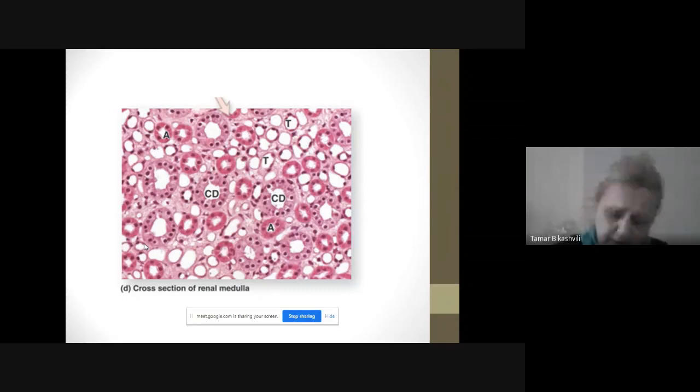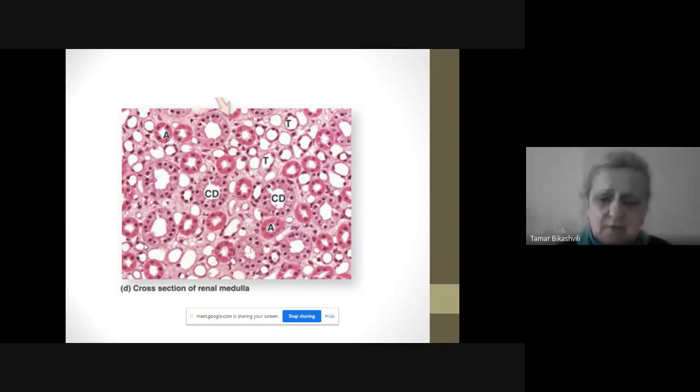In the descending limb, water is withdrawn passively, and in the thin ascending limb, sodium chloride is reabsorbed, but this part is impermeable to water. So please remember, the thin ascending limb of the loop of Henle is impermeable to water.